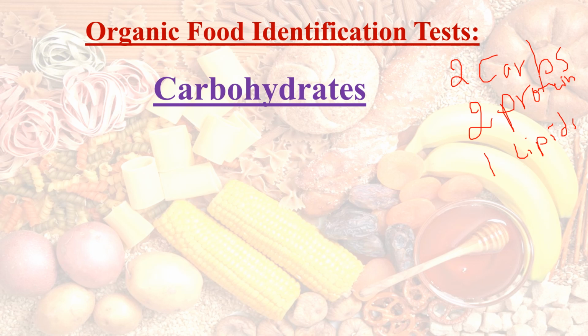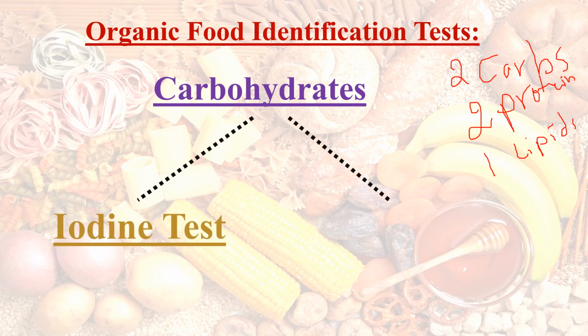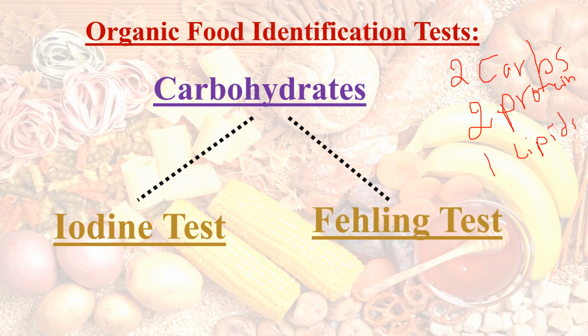We have two tests. One test we already took in grade 7 and grade 6. It's called the iodine test. If you remember, it identifies the presence of starch and it gives a dark blue color. And we have another test, a new test we haven't taken before. It's the Fehling test. It's for the reducing sugars.